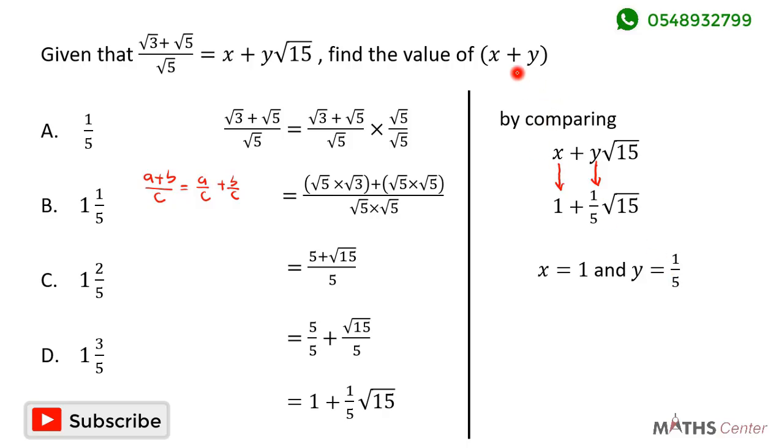We can now find the value of x plus y. So x plus y will be equal to 1 plus 1 divided by 5, which will give us one whole number, 1 divided by 5. So the value of x plus y is one whole number, 1 divided by 5. When we look through the options given to us, we can see that the correct one is B.